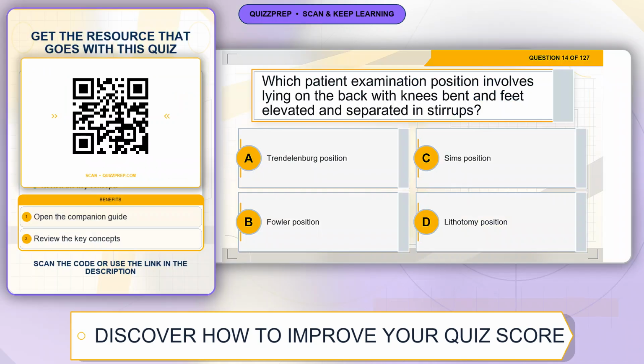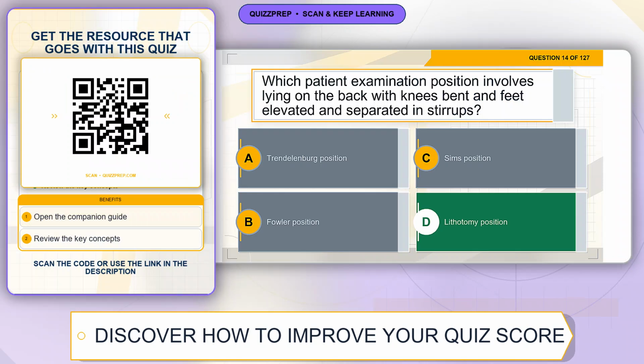Question 14. Which patient examination position involves lying on the back with knees bent and feet elevated and separated in stirrups? Option A, Trendelenburg position. Option B, Fowler position. Option C, Sims position. Option D, lithotomy position. The correct answer is option D, lithotomy position.